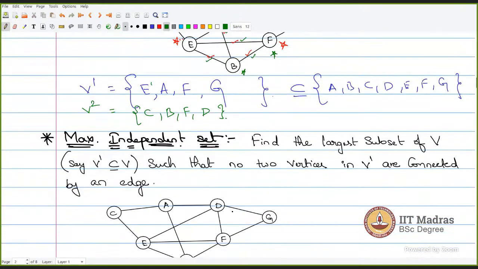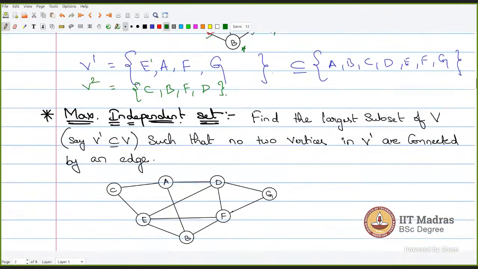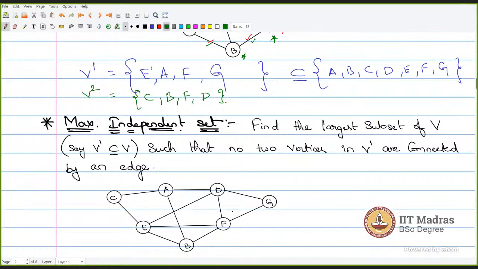In the same case, we try to find the maximum independent set. Observe, minimum is the optimal thing for vertex cover, and maximum independent set is the optimal for independent set. So independent set starts from one vertex, and in any given graph, what independent set is, you find the largest subset of V such that no two vertices in this V prime are connected by an edge.